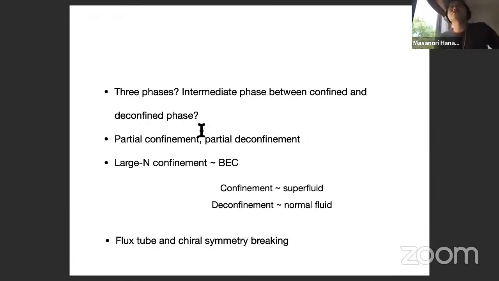And to understand why the partially confined phase appears, it's useful to understand the relationship between confinement in large N gauge theory and Bose-Einstein condensation. Confinement is analogous to superfluid, and deconfinement is a normal fluid. It may sound a bit vague, but you will understand. And then based on this, I will explain a new result related to flux tube and chiral symmetry breaking. So let me start the first part.